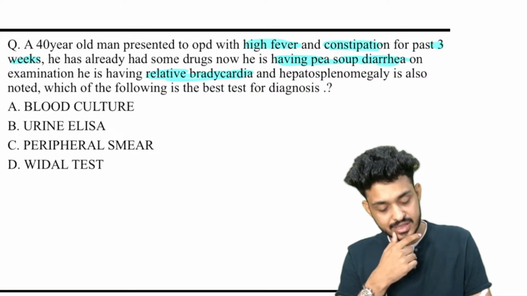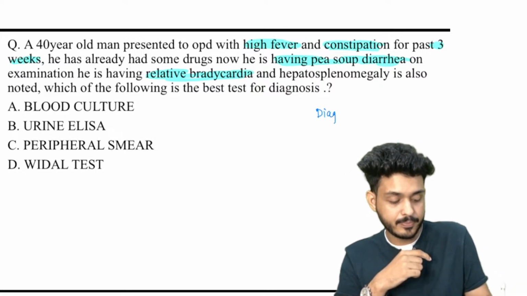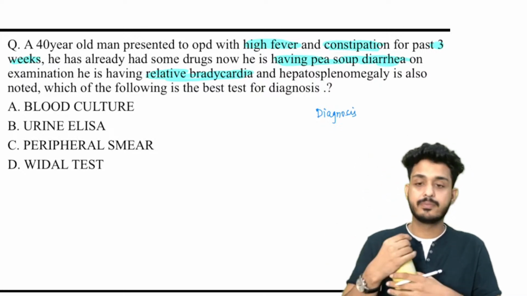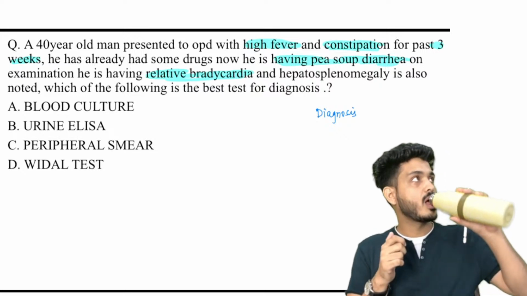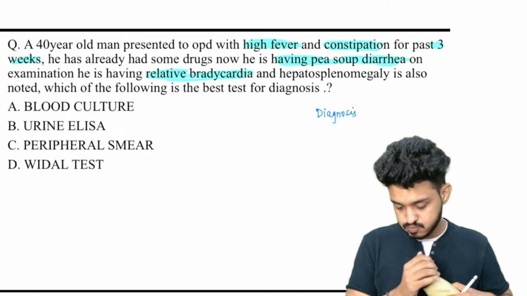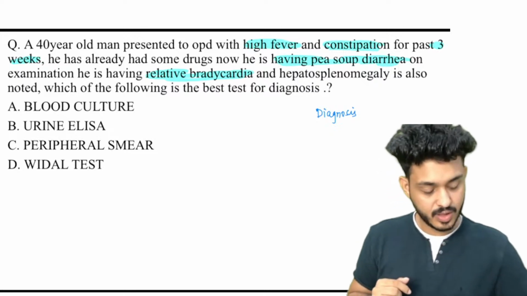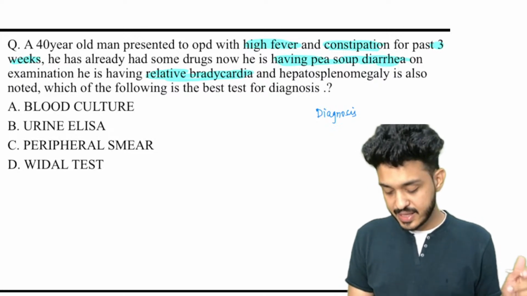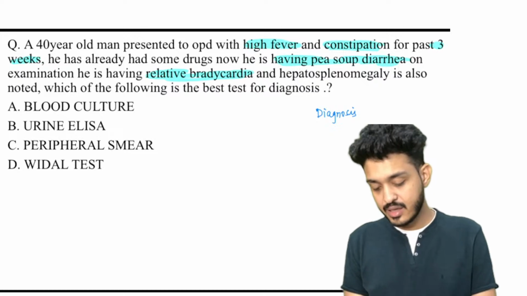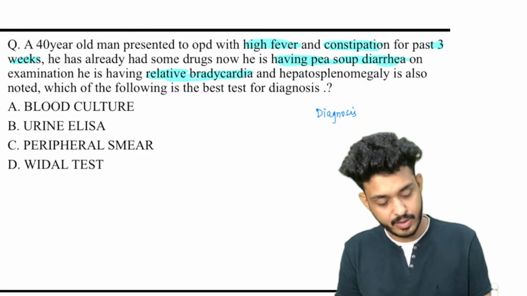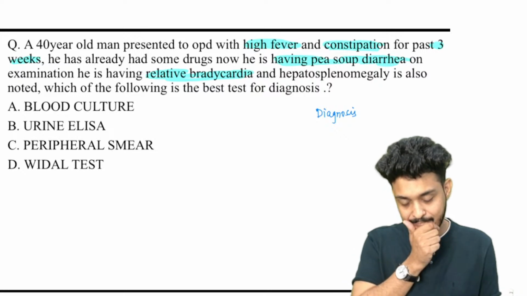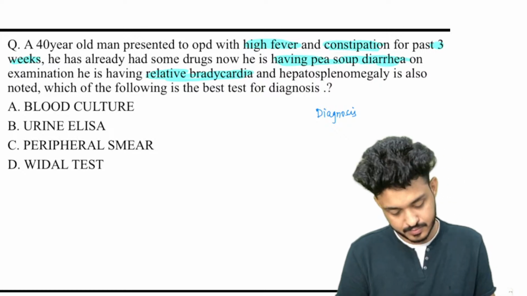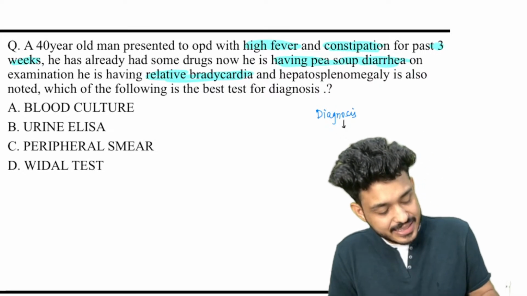What is your diagnosis? What is happening to this particular patient? Try to make the diagnosis. Where do you see pea soup diarrhea, guys? Pea soup diarrhea is a feature of which disease? C. Typhoid fever. So diagnosis is typhoid. Very good.